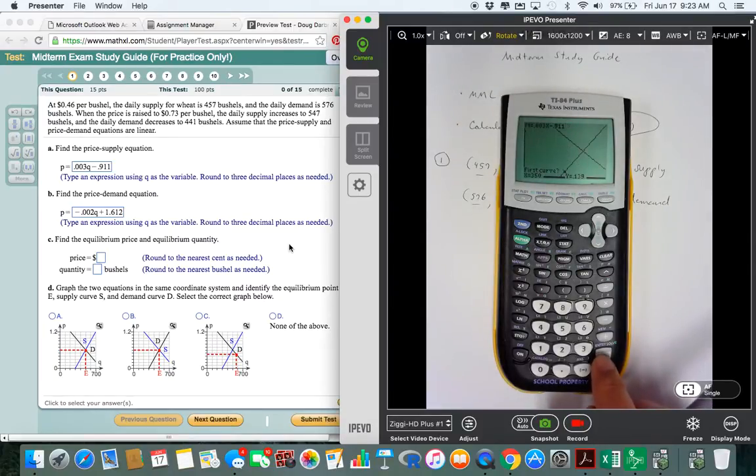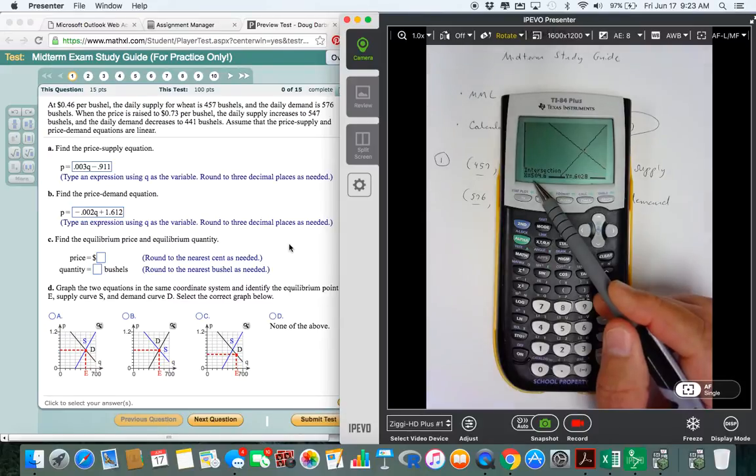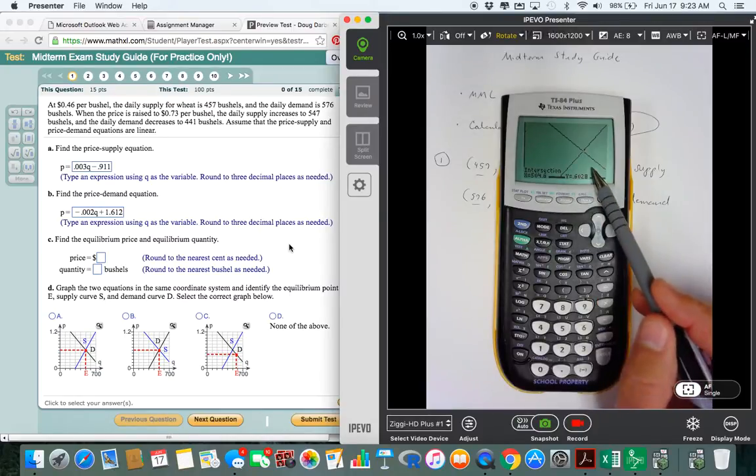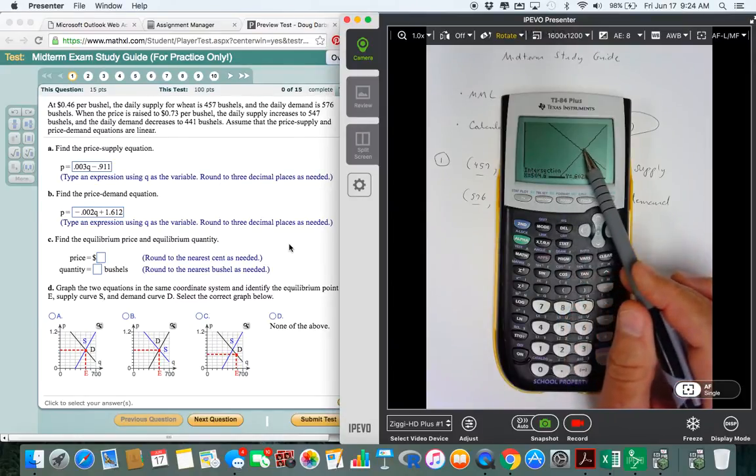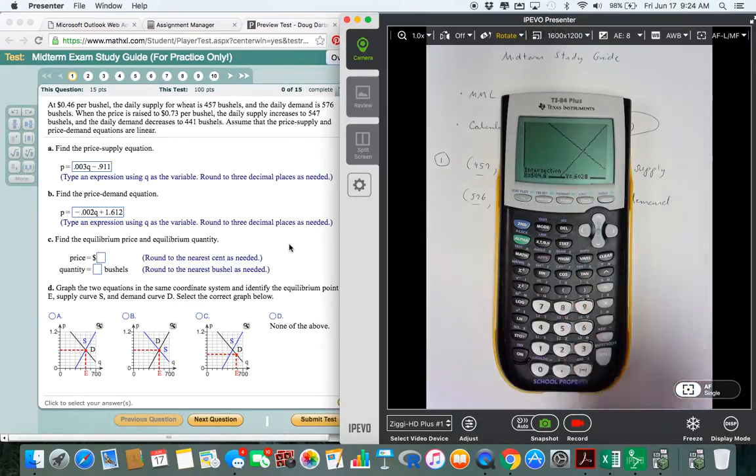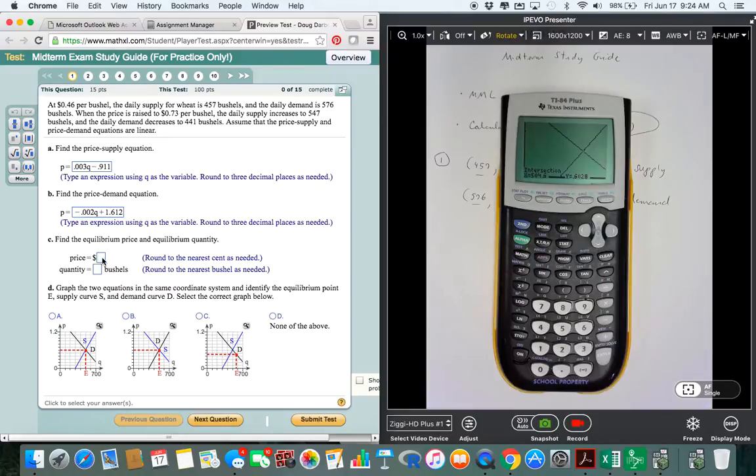So if I hit intersect, the first curve, just hit enter. Second curve, just hit enter. You really don't need to make a guess because there's only 2 curves. And just hit enter again. You can see that the intersection, which is going to be the equilibrium point, what we want, that's where for a particular quantity, this is where the supply and the demand would be equal. So we have 504.6, so it says round the price. Of course, that's going to be the y. So that is going to be 0.6028. So it says round to the nearest cent, so that would be 0.60.